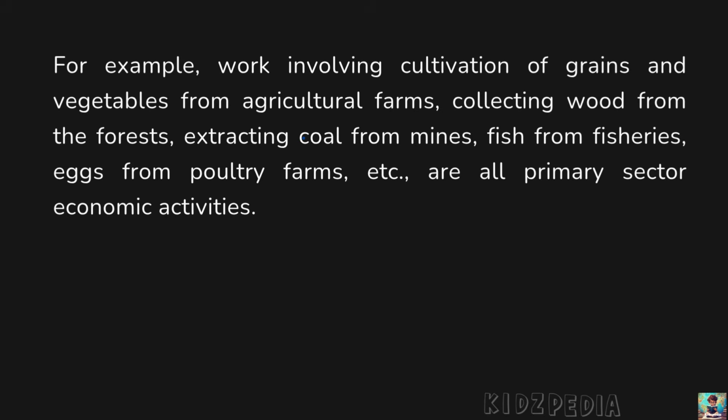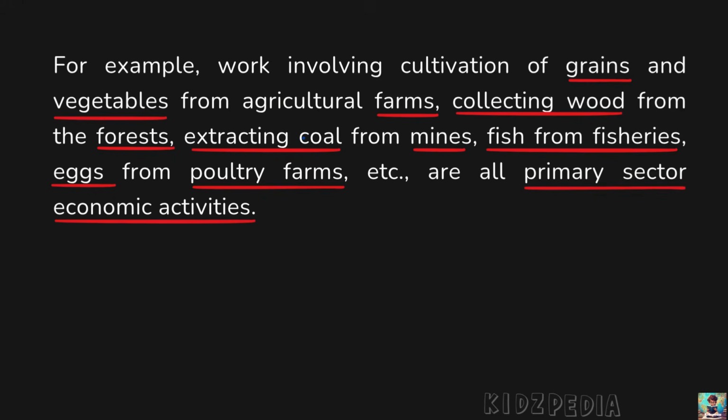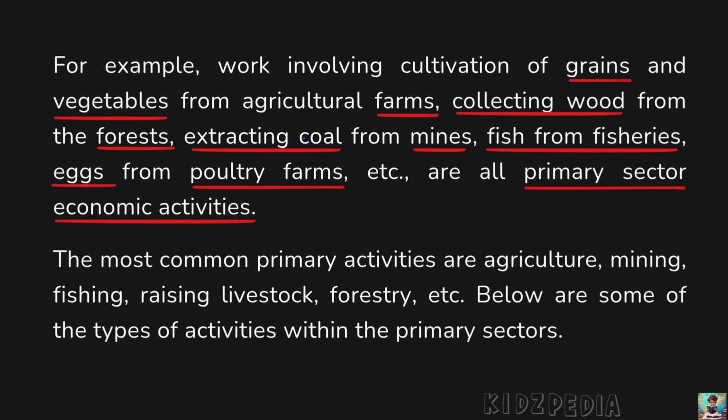This means that people who do work involving things from nature are part of the primary sector. For example, farmers grow grains and vegetables in their fields, people collect wood from forest, miners take out coal from the ground, fishermen catch fish from rivers, seas, or fish farms. Poultry farmers collect eggs from hens. All these jobs depend on natural resources like soil, water, forest, and animals. So, these are called primary sector economic activities because they are the first step in producing things we use every day. The most common primary activities are agriculture, mining, fishing, raising livestock, forestry, etc.